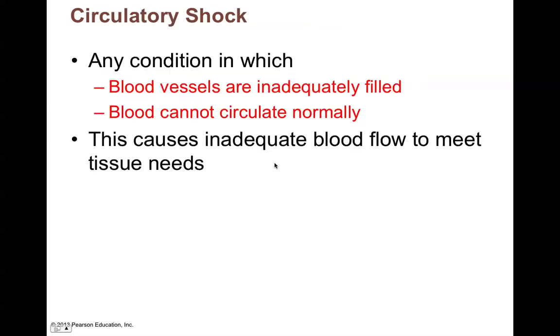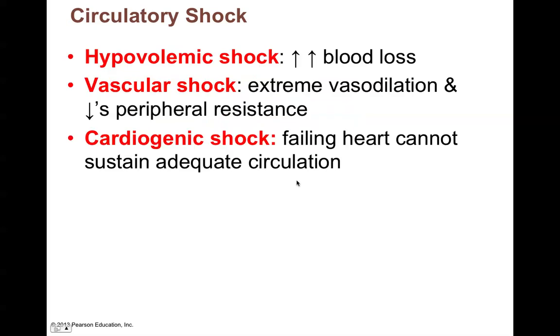Circulatory shock is any condition in which the blood vessels are inadequately filled. The blood cannot circulate normally, and this will cause an inadequate blood flow to meet the body's tissue needs. Hypovolemic shock is when there's an enormous amount of blood loss. Vascular shock is when there's extreme vasodilation and a decrease in peripheral resistance. Cardiogenic shock is when there's a failing heart that cannot sustain adequate circulation.